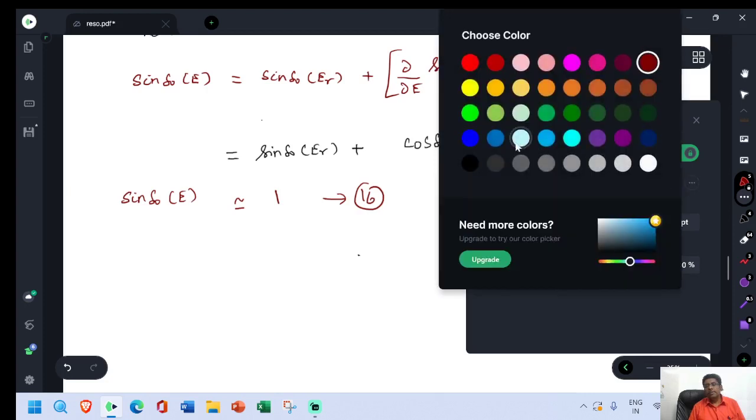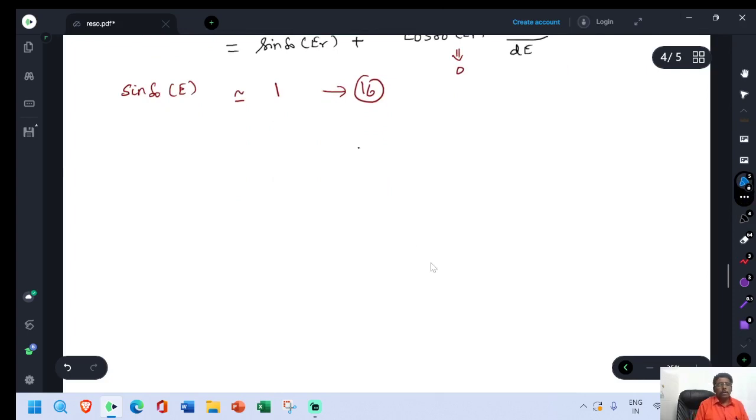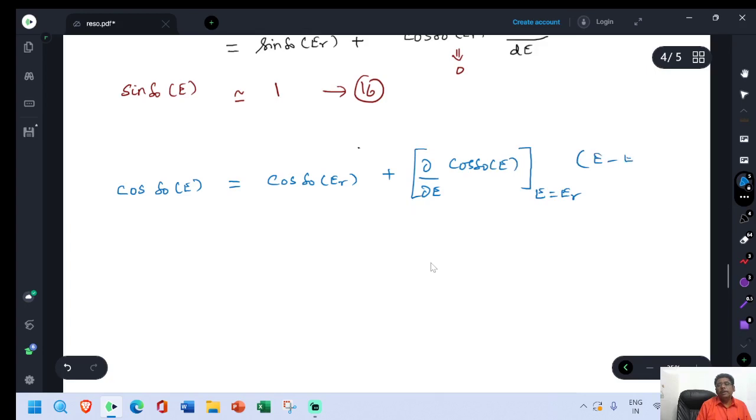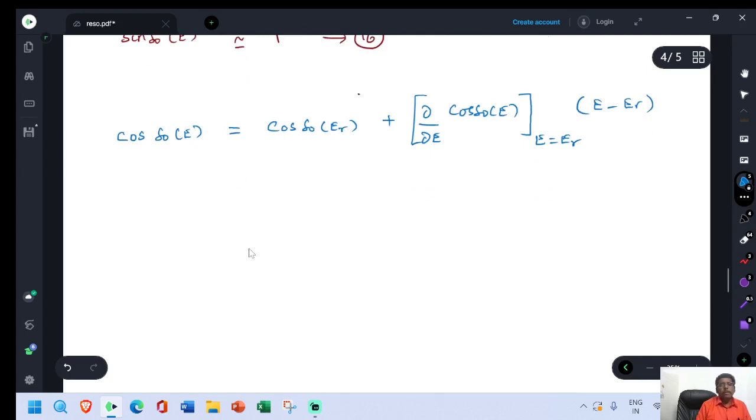Now we have to expand the value of cos δ0(E). cos δ0(E) equals cos δ0(E_R) plus ∂/∂E of cos δ0(E) at E equal to E_R, into (E minus E_R). This is cos δ0(E_R). Differentiation of cos δ0 is minus sin δ0, so minus sin δ0(E_R) into dδ0(E_R)/dE, the entire thing multiplied by (E minus E_R).